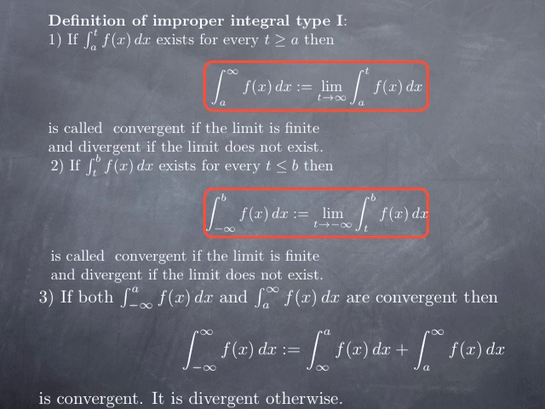If at least one of these is divergent, then we're going to say that the integral from negative infinity to infinity is also divergent. Now you may say that this is a weird way to define this because it depends on the choice of a. Well, not really, and you can easily make a calculation to convince yourself of that.